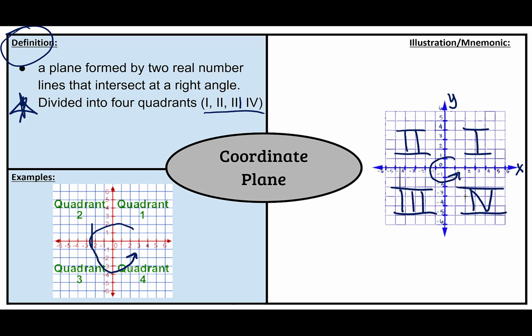So again, this is the coordinate plane consisting of an x and y axis. The x-axis here moving horizontally, and the y-axis right here moving vertically up and down, and we have our 4 quadrants. There you have it, the coordinate plane.